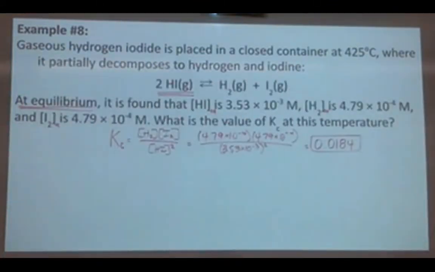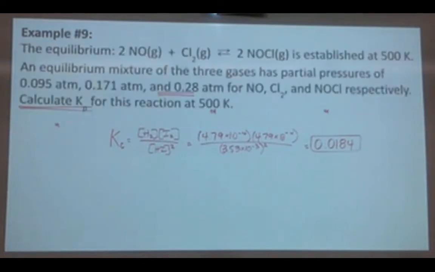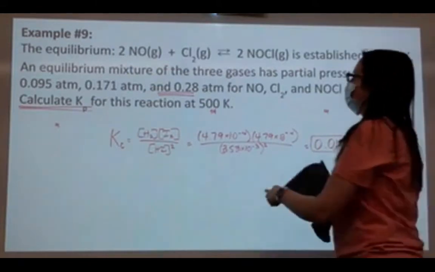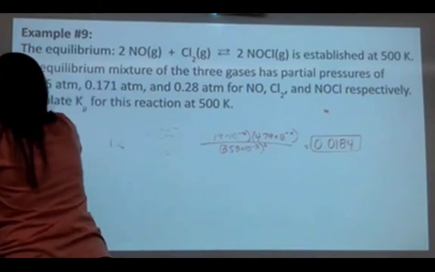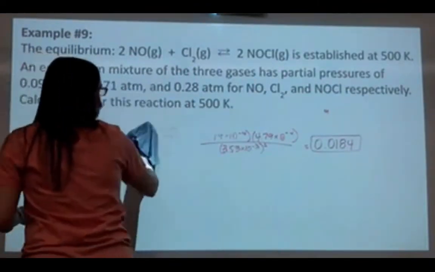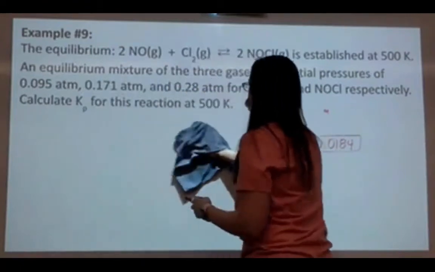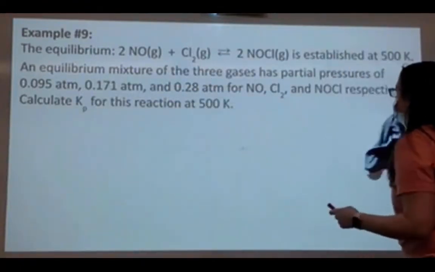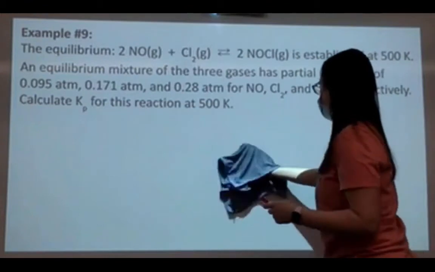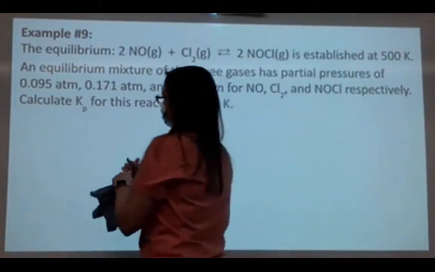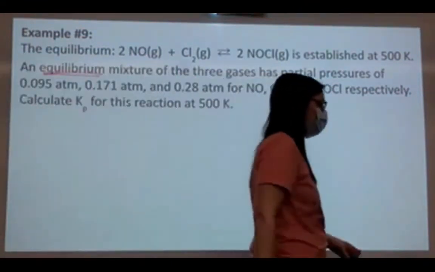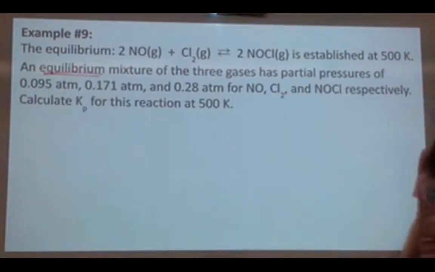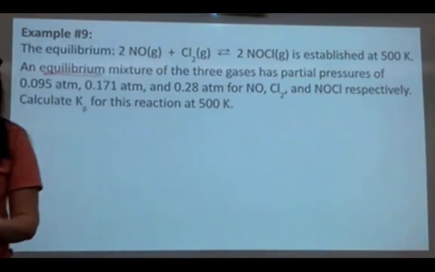We look at example 9. So again, similar. They give us an equilibrium expression, or an equilibrium reaction of NO and Cl2. It says its equilibrium is established. Equilibrium mixture of the 3 gases. So an equilibrium mixture, that's important because that means that we've reached equilibrium. At the end of the week, we're going to look at what happens if we're not at equilibrium.